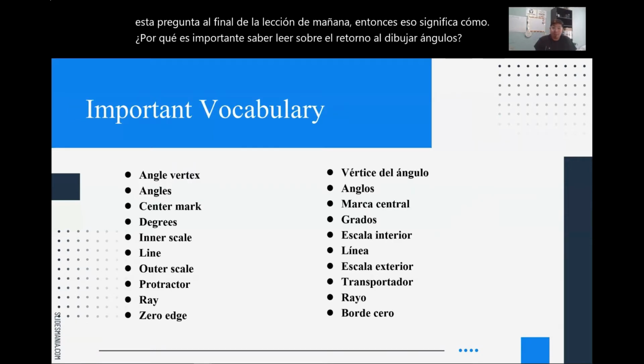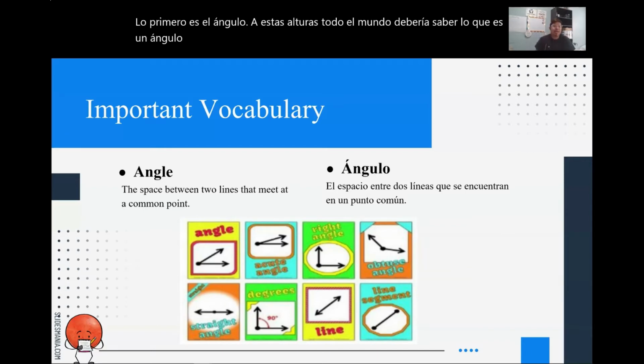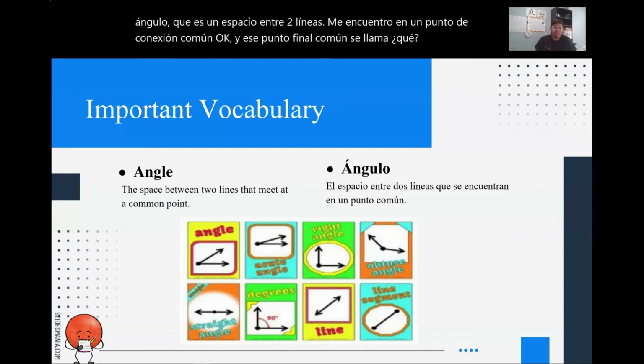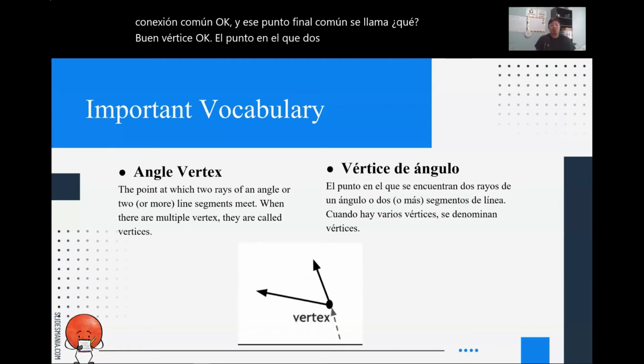Here's some important vocabulary we need to know, okay? So first up is angle. By now, everyone should know what an angle is, which is the space between two lines that meet at a common endpoint, okay? And that common endpoint is called what? Good, vertex, okay? The point at which two rays of an angle or two line segments meet. And when there's more than one vertex, what is that called? Vertices. Excellent. Okay.